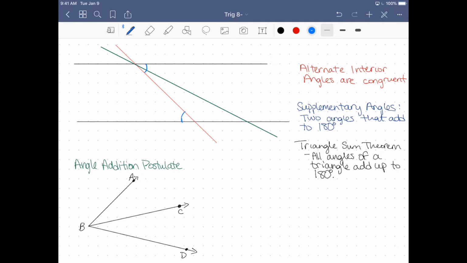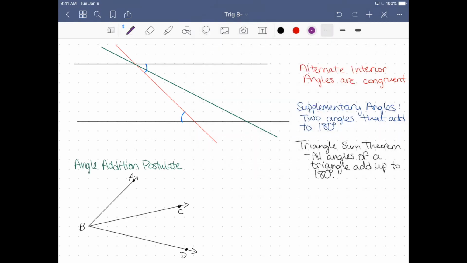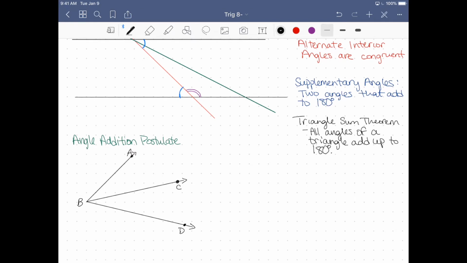We're also going to need to know about supplementary angles, so I'll use a different color here. Let's see, I'll use purple. Supplementary angles are two angles that add up to 180 degrees. So these two angles, this blue one down here and this purple one, are going to add up to 180, so they are supplementary angles. Because we are studying triangles, I think the triangle sum theorem is a safe one to always remember, that all angles of a triangle add up to 180 degrees. Now we're also going to need to know the angle addition postulate. It's more straightforward than it sounds, but we're just going to go ahead and recap what that means. So this angle plus that angle makes up the entire angle.